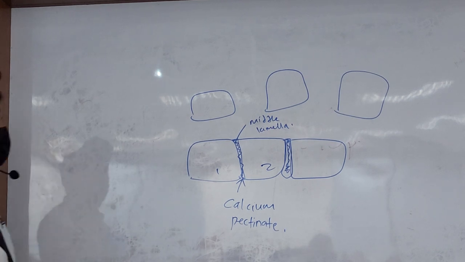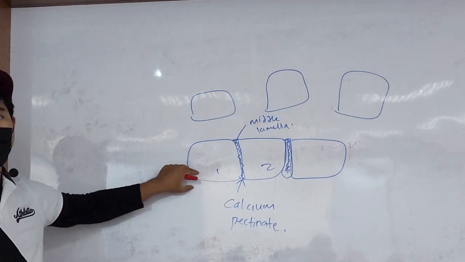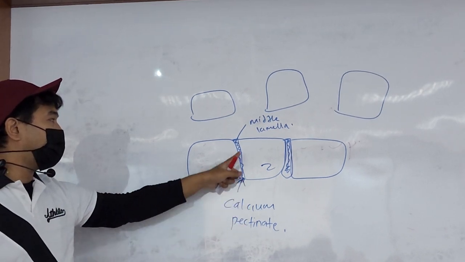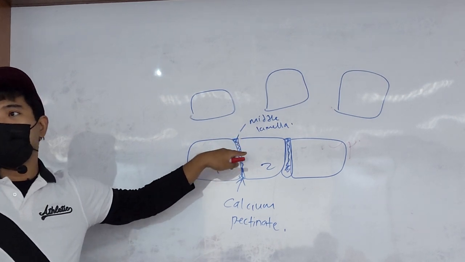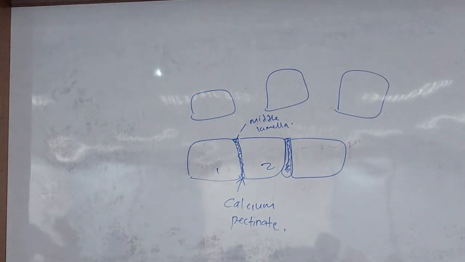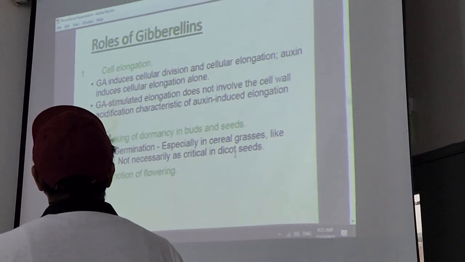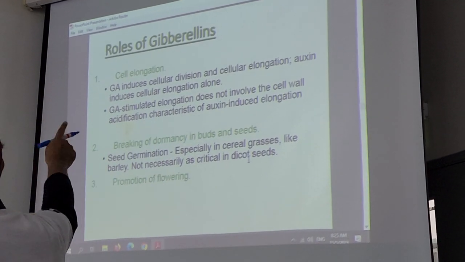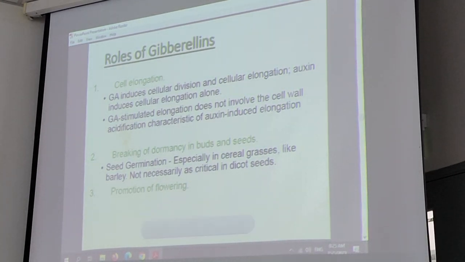So gibberellin, rather than loosening or softening the cell wall of the plant, actually is involved in detaching the cell wall junction here. So when it has detached a bit, there is room for elongation. Okay, so slightly different from the auxin mechanism when it comes to cell elongation. Auxin induces cellular elongation alone. However, GA induces cellular division plus elongation.